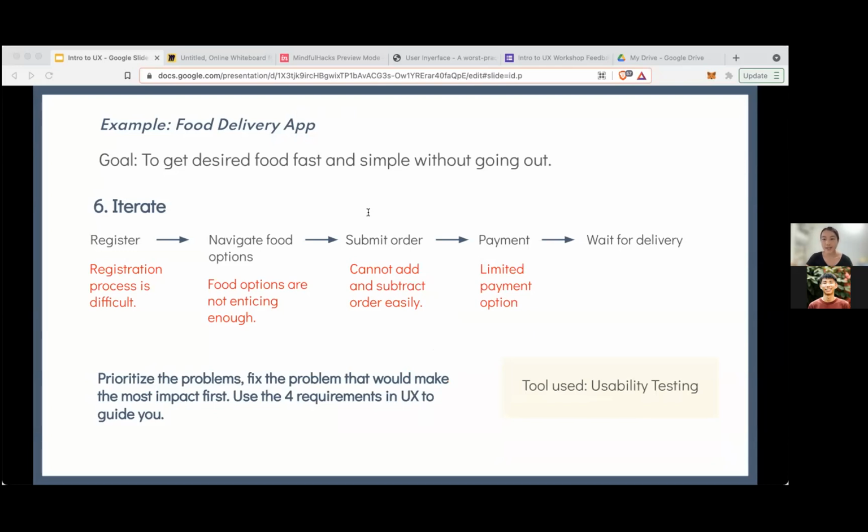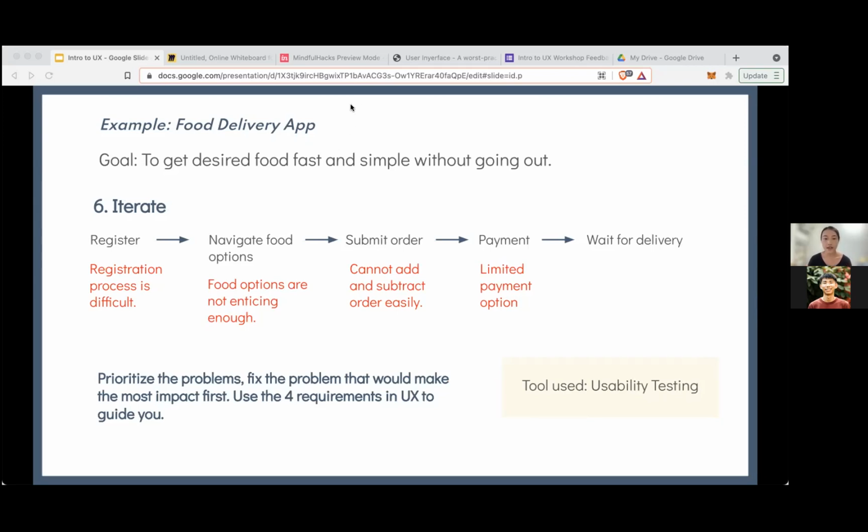So one message that I want to tell you guys is that it is very, very, very normal in a usability test that you will find so many issues in your app. In fact, if this is your first time doing usability testing for the app, it is very common that you will have so many issues.